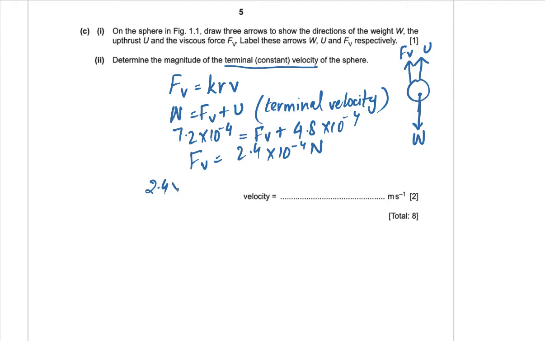This becomes 2.4 into 10 to the power of negative 4 is equal to the value for constant K, which in the last part was 17. So we are supposed to write that here, into the radius of the sphere, which was also given to you, but mind that it was given in millimeters, so you're supposed to convert that to meters, multiplied by the value of v, which is speed, or more specifically the terminal velocity of the sphere for this part of the question. So you get your value for velocity as 6.7 into 10 to the power of negative 3 meters per second. Hope this is clear to you.